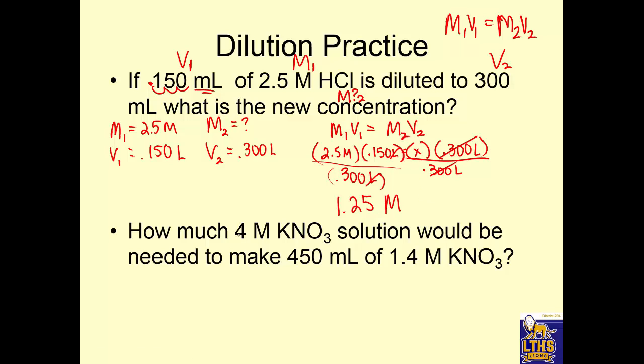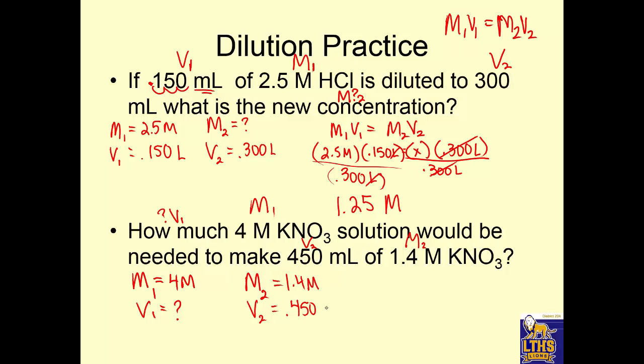Okay. Now this one says how much 4 molar KNO3 solution, so that's a molarity, would be needed to make 450 milliliters, that's a volume, of 1.4 molar KNO3. That's a molarity. So let's decide what goes together. This looks concentrated. That looks dilute. So we're going to call this a 2 and that a 1. And this goes with that. So that's going to be a V2. So what we're looking for, how much, is going to be our V1. So our M1 is 4 molar, the higher concentration. Our V1 is what we're looking for. Our second concentration is 1.4 molar, and it's smaller, so it's dilute. And we need to make 0.450 liters of that.